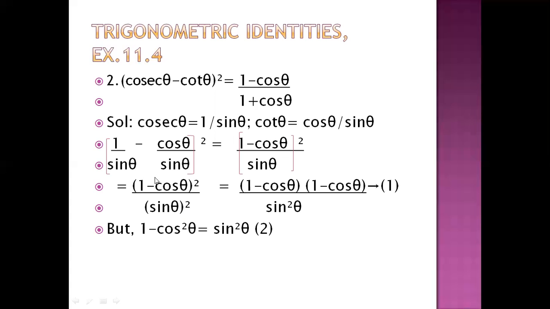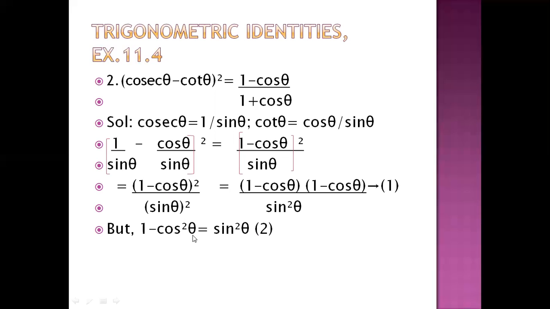(a - b) whole square, you can expand it as (a - b) into (a - b). Similarly, (1 - cos theta) whole square is (1 - cos theta) into (1 - cos theta), and (sin theta) whole square we can write as sin square theta. Now, we know that sin square theta plus cos square theta is equal to 1. From that identity, sin square theta is equal to what?